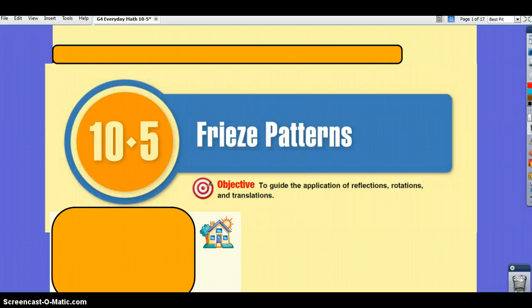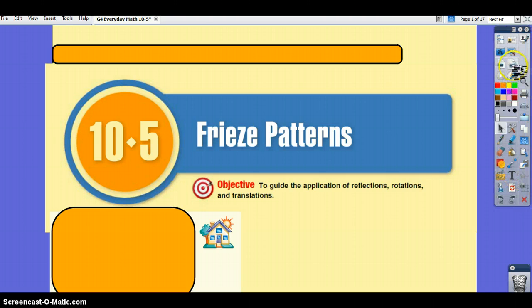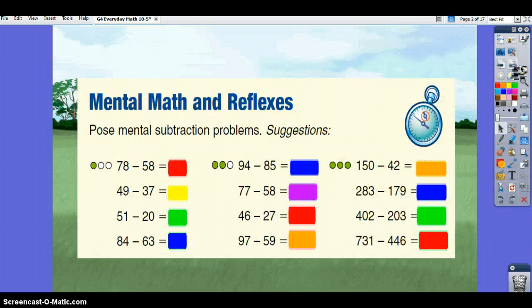In 10.5, you're going to learn about frieze patterns. My objective is to guide you through the application of reflections, rotations, and translations. Let's do some mental math and reflexes first.